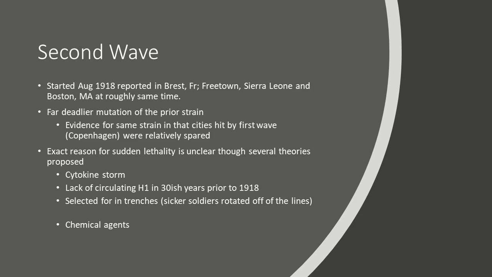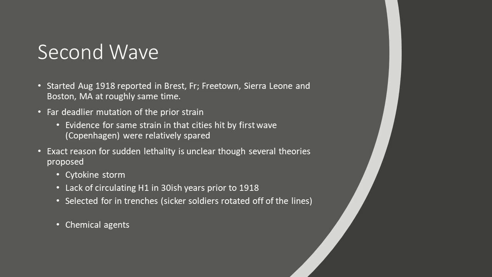One theory is that this was artificially selected for in the trenches. The sicker soldiers got, the more they rotated off the lines, the more they were exposed to other people. So the more severe symptoms caused by the virus had a better chance of spreading and continuing on.